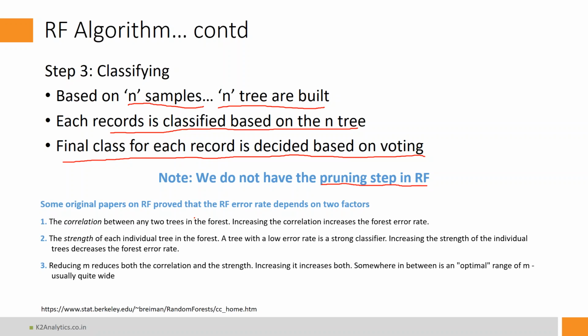The entire objective of random forest is to build a model which helps you make good predictions. That is, your classification error should be low. Now this classification error in random forest is a function of two elements.